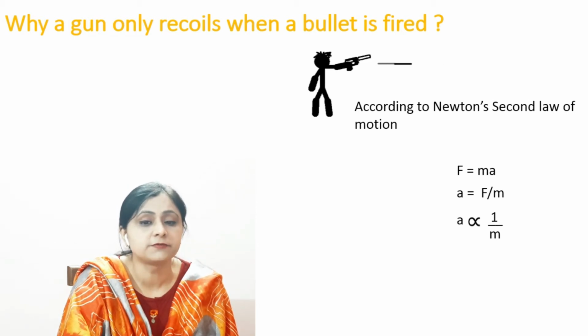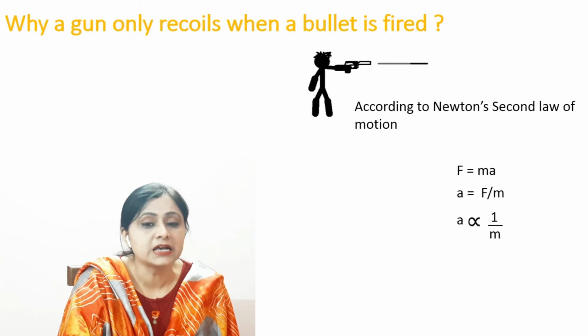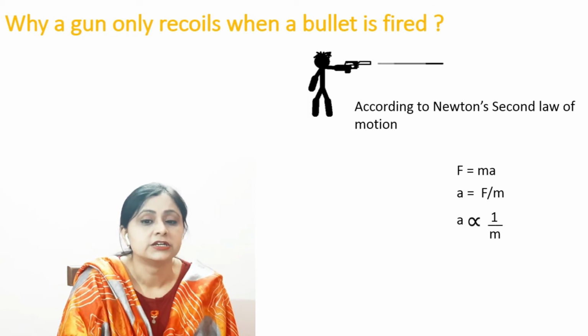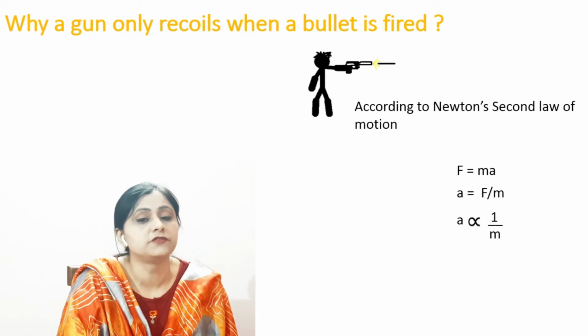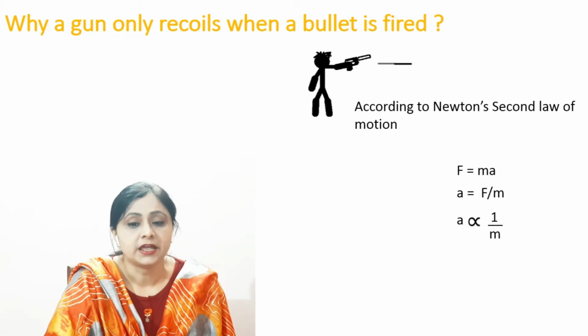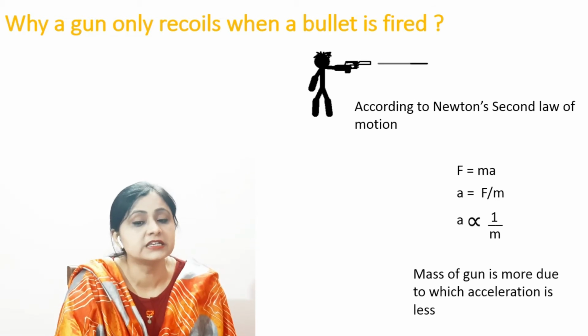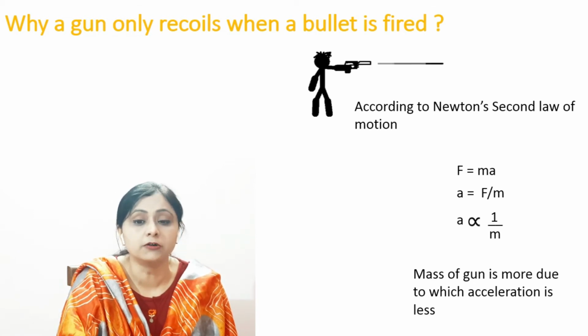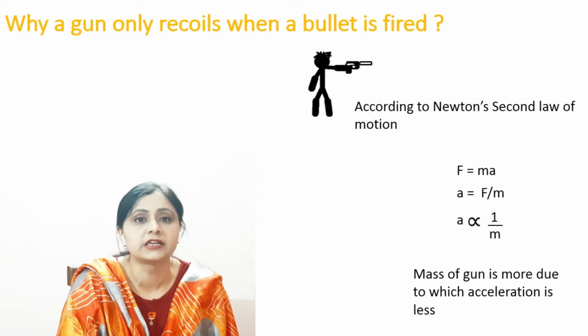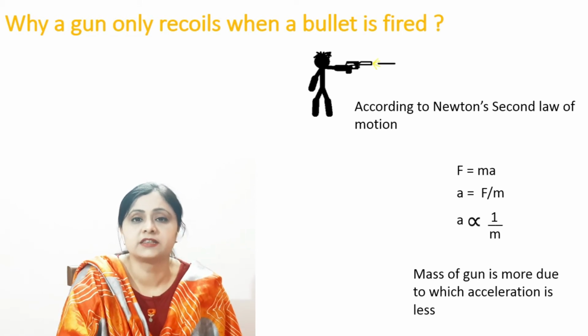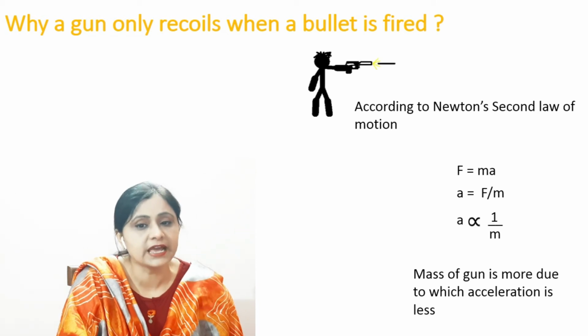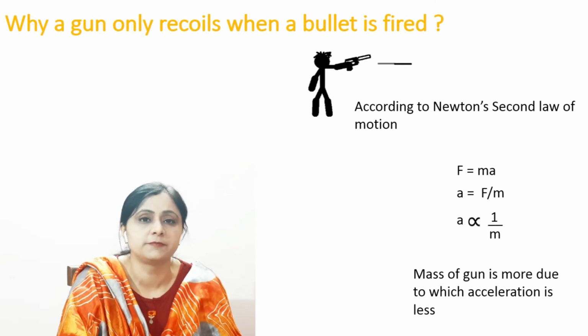Now in this figure, what is happening? The mass of the bullet is less, due to which acceleration will be more. While if we are taking the gun, the gun mass is more, due to which acceleration is less. So if we are asking about the bullet, why will there be more acceleration in the bullet? Because in the bullet mass is less, due to which acceleration will be more.